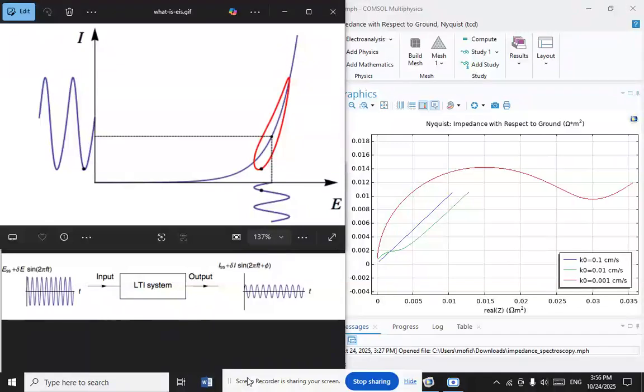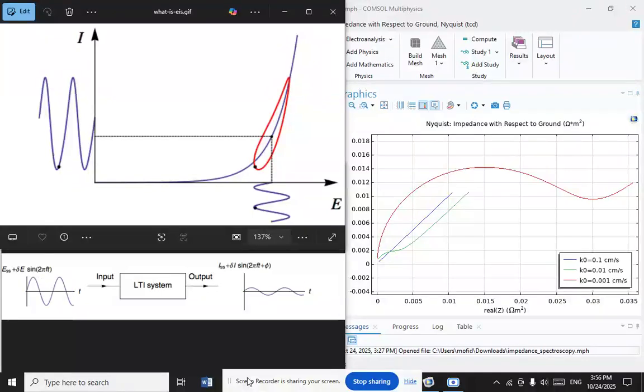And how it works. The first step is applying a signal. An alternating current or AC voltage is applied to a system or material across a wide range of frequencies, from very low millihertz to very high megahertz. The next step is measuring the response. The resulting current is measured. This current is shifted in both amplitude and phase relative to the applied voltage.